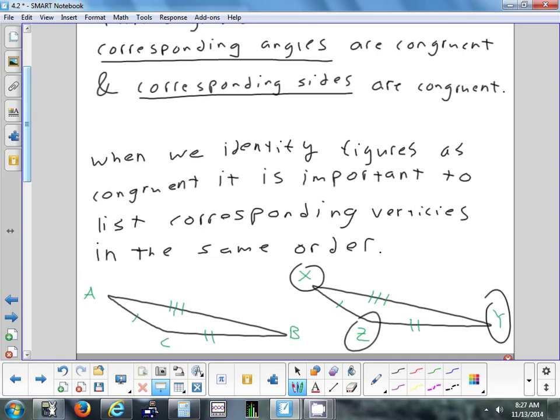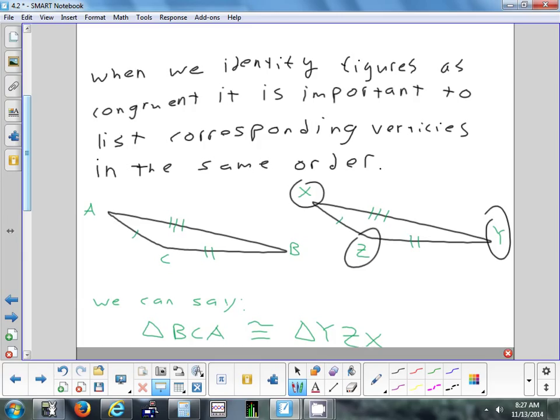Now this one wasn't as bad because both triangles are drawn the same way. When you take something like the one on the right and you flip it and turn it, then it gets more confusing to make sure you name it consistently. Okay, so here's some other ways you could name it. You could do B, C, and then A. So if you name the one on the left triangle BCA, the one on the right would be YZX. You cannot switch that order. Once you pick the order on the left, the order on the right has to match it.